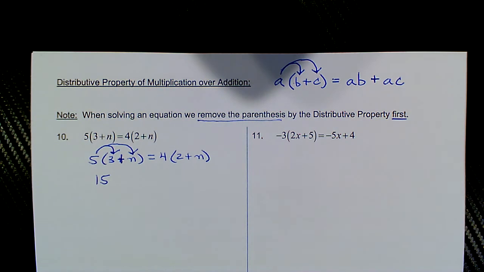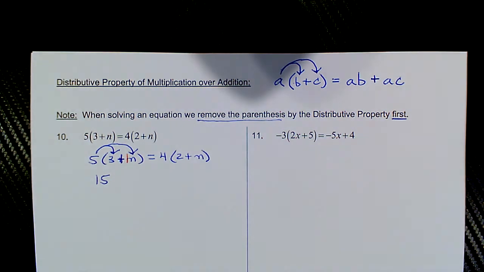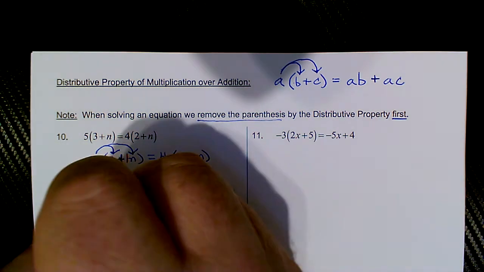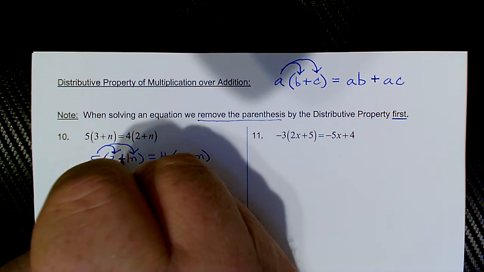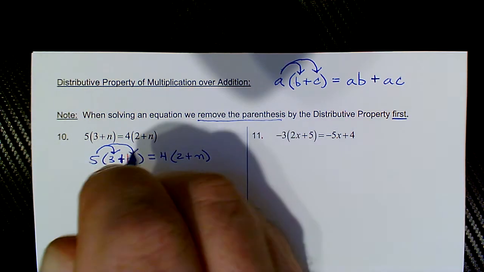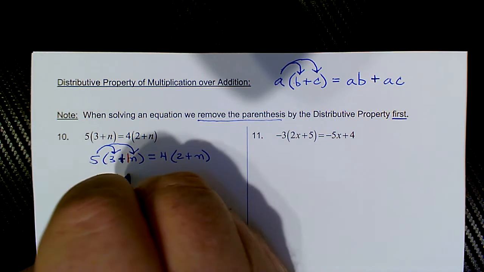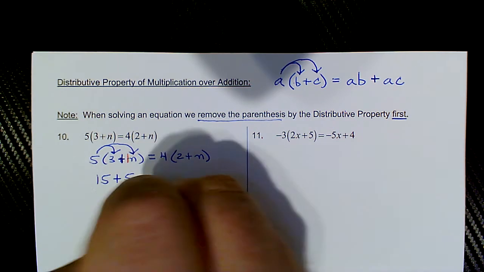It's understood there's this 1 here. It's not imaginary. I remember a student saying it's an imaginary 1. It's just understood that it's a 1. It's not an imaginary 1. So you multiply 5 times 1, you get 5. You carry along the n. It's positive, so plus 5n.